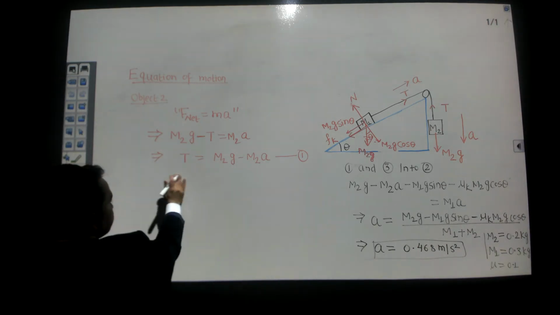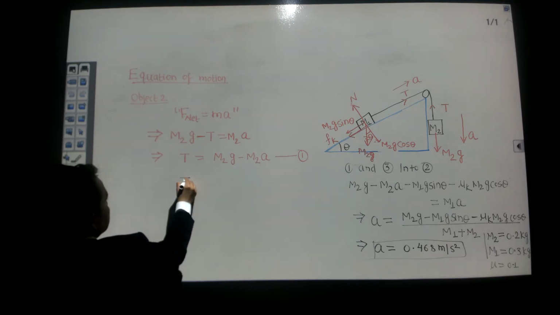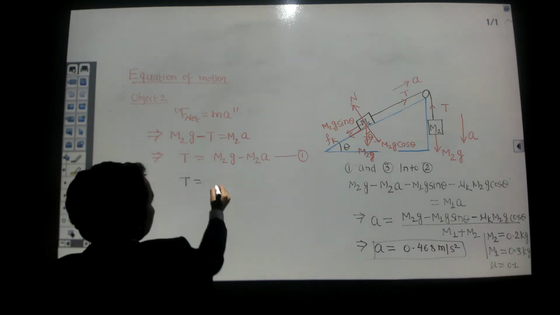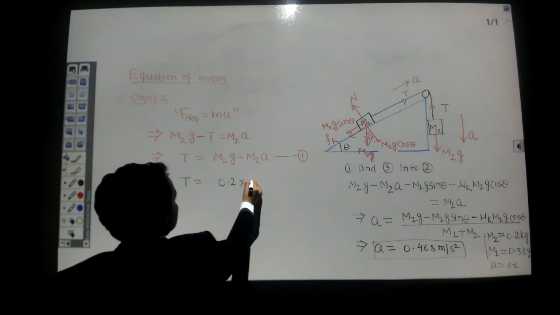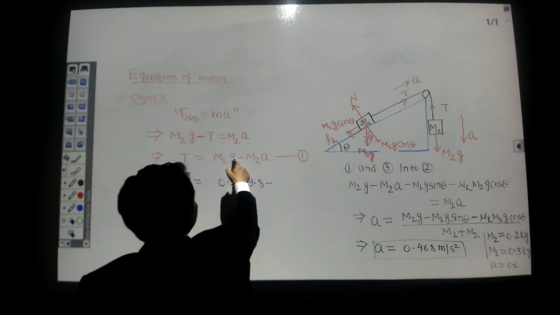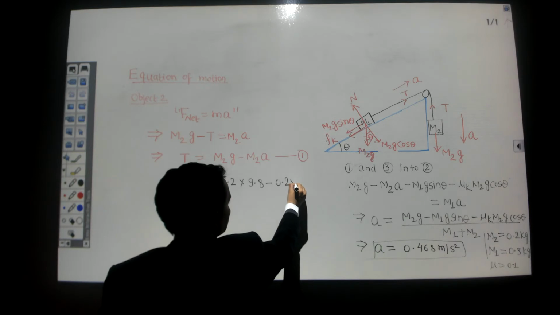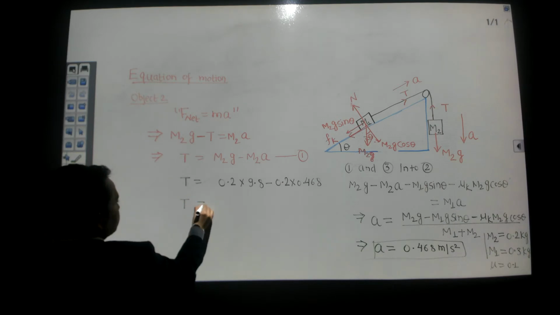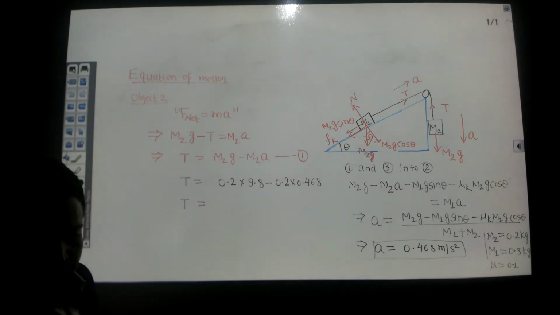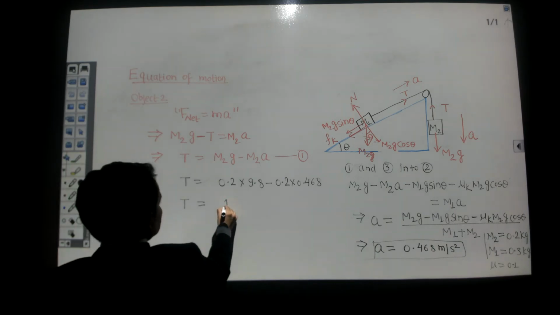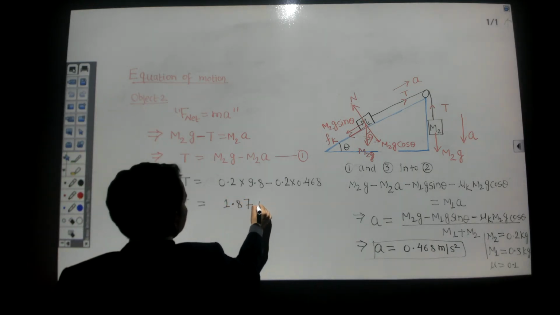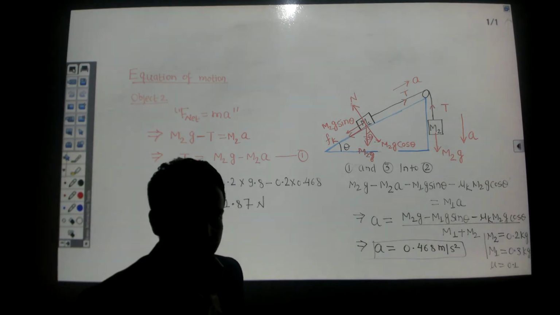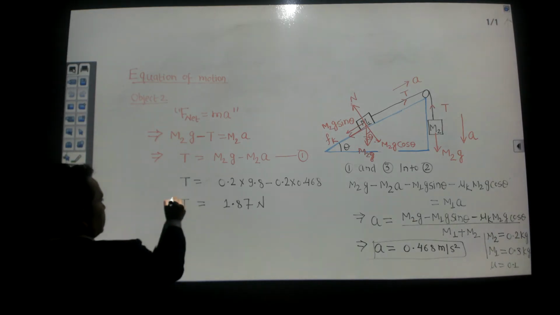So if I plug in, what will I get? The tension T is equal to m2, which is 0.2 times 9.8, minus m2, again 0.2, times 0.468. If I solve, you get the value of tension, which is equal to 1.87 Newton. Okay, that's the value you get. So we got this one now.